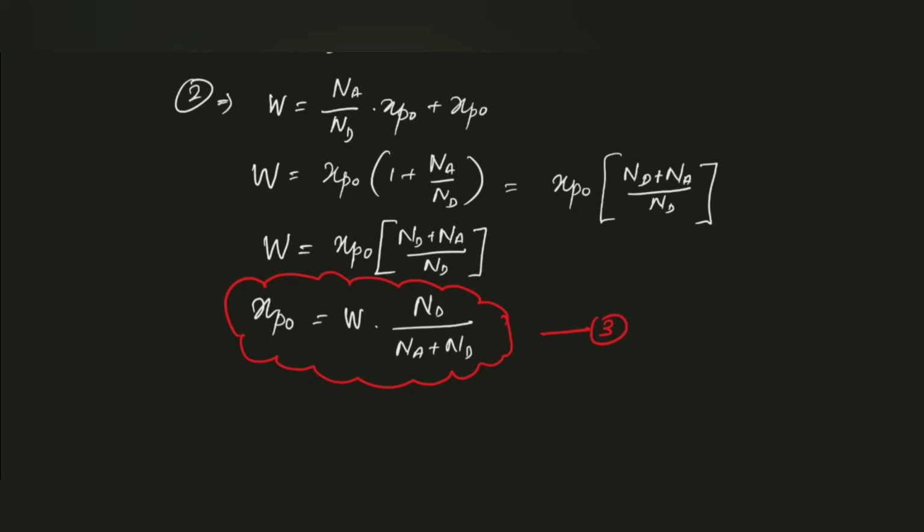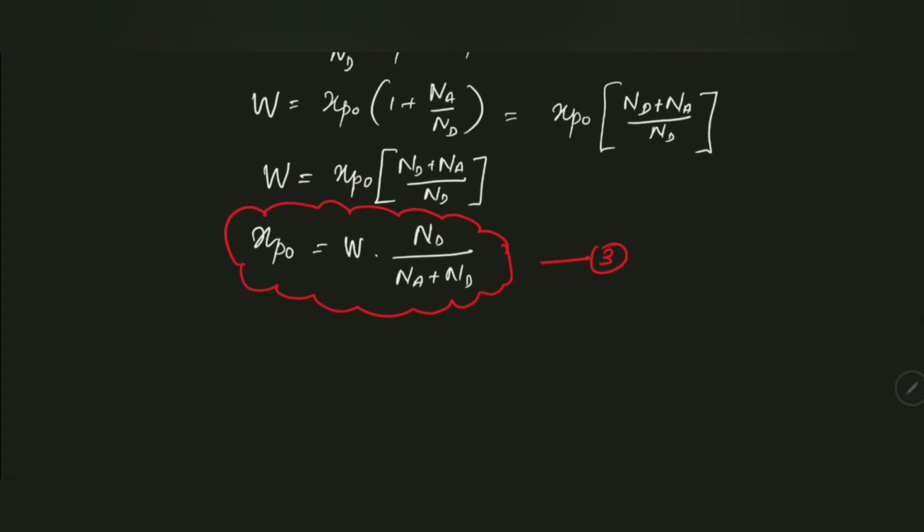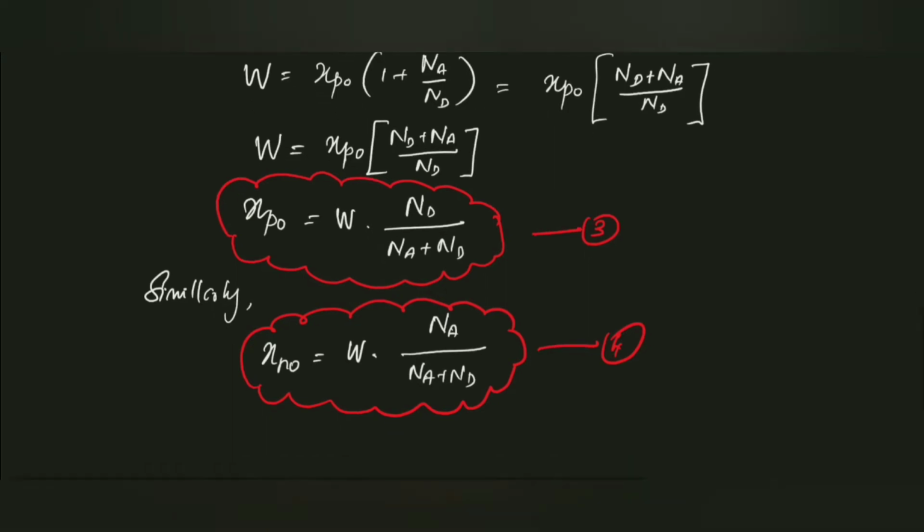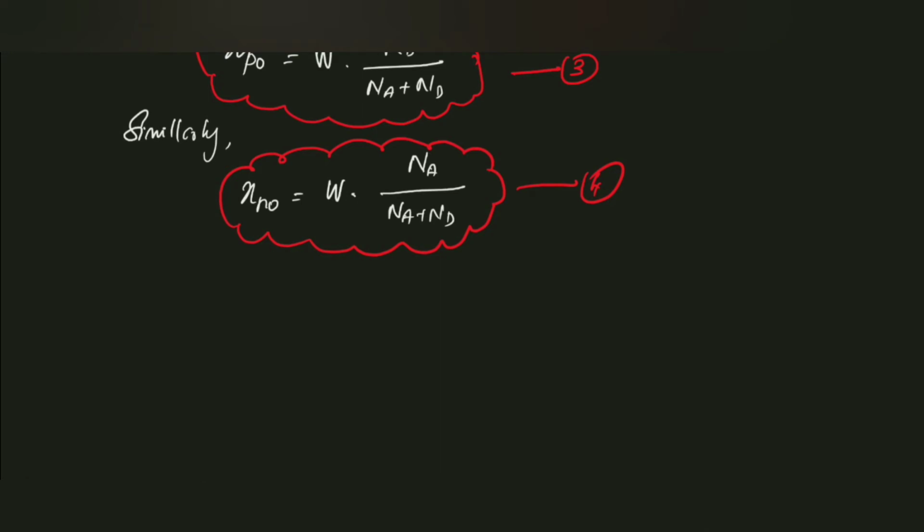And similarly to x_p0, now we can write the value of x_n0. Let us directly write it as x_n0 is equal to W times N_a divided by N_a plus N_d. Okay, so this is the equation. The third equation and the fourth equation give you the value of the width of the depletion layer towards the p type and the n type, right? And in general, what is the capacitance at the equilibrium condition?